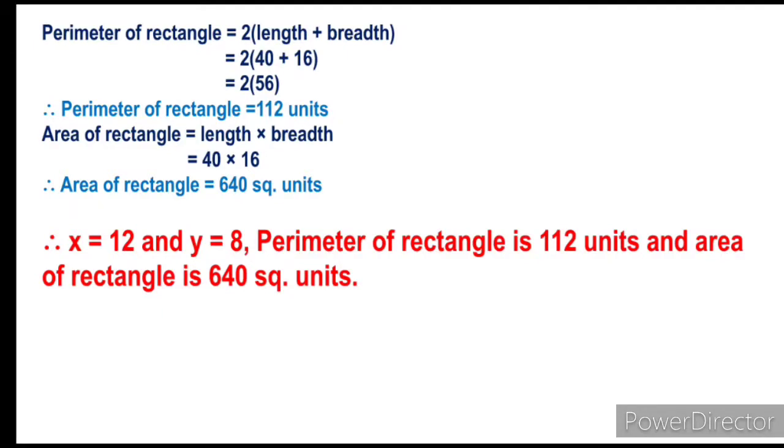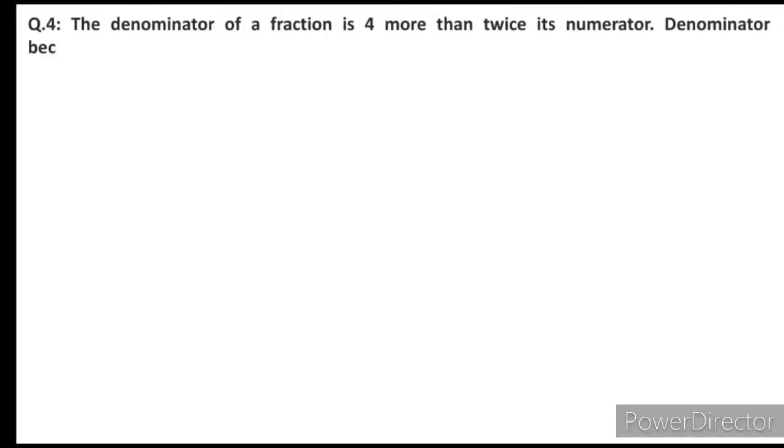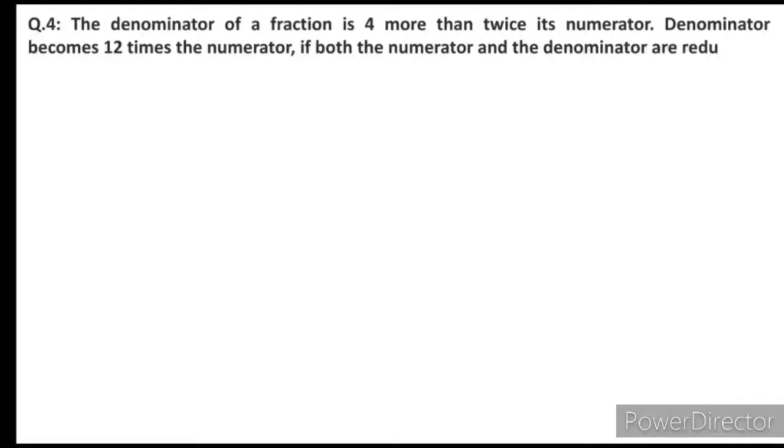Now the next question, you are going to solve it. You are going to make an equation, and then you are going to find the values of x and y. Let us see question number 4. The denominator of a fraction is 4 more than twice its numerator. Denominator becomes 12 times the numerator if both the numerator and denominator are reduced by 6. Find the fraction. As you know, a fraction has two parts, numerator and denominator.